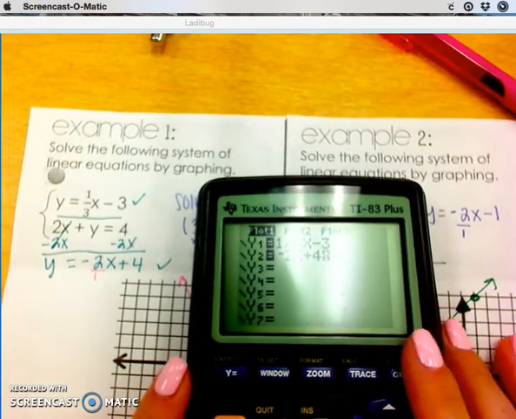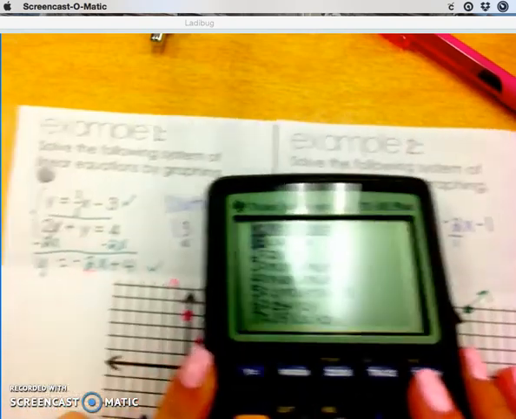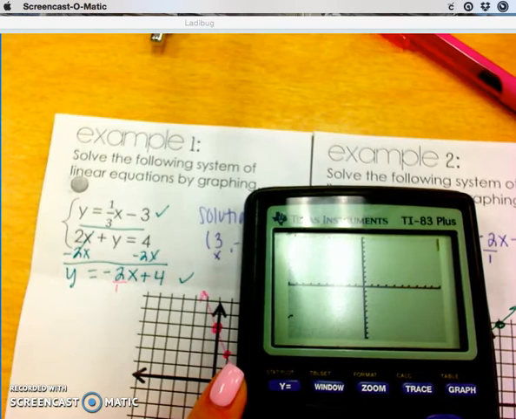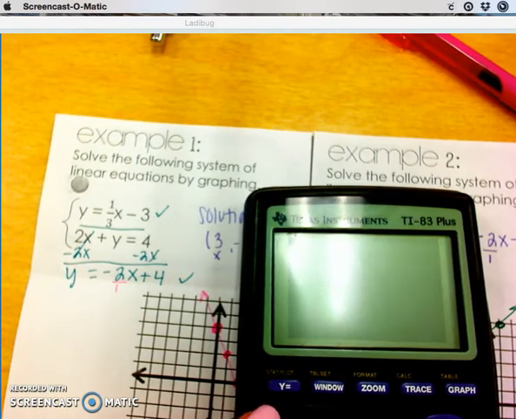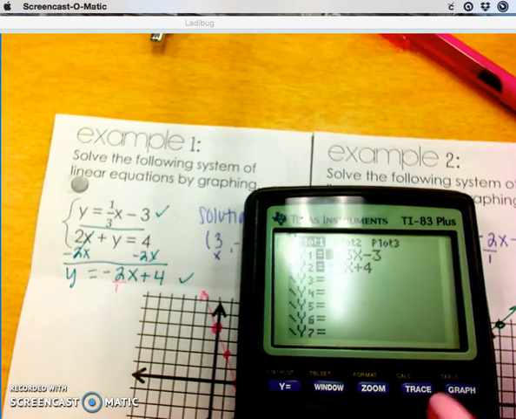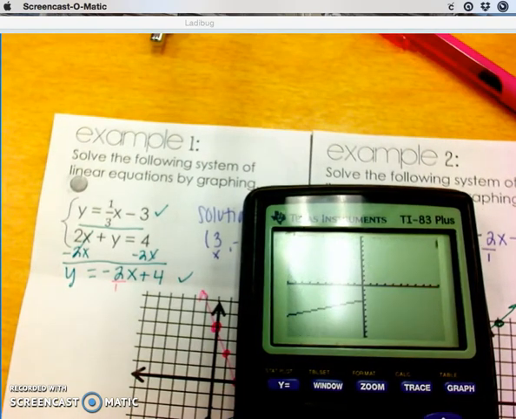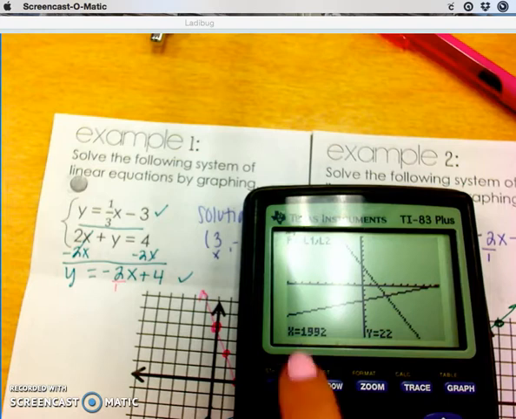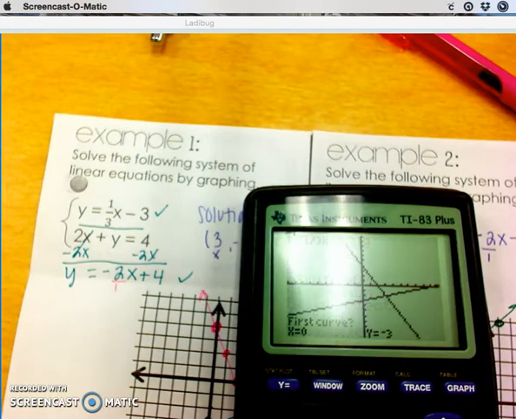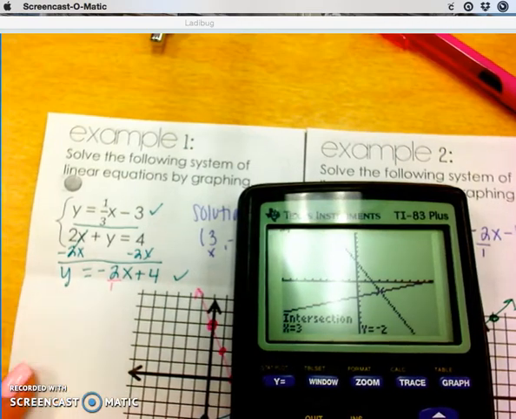Second, trace, there it is, can't see it, sorry, 5, and okay, so we're going to hold on, wait till it finishes graphing. That's what our graph should look like. And then you can't go by this number. You have to hit second, trace, 5, enter, enter, enter. It has to say intersection, and it is at 3, negative 2. Good.